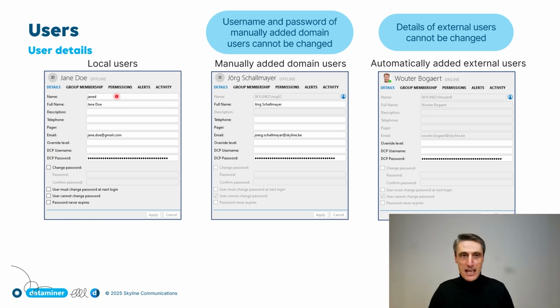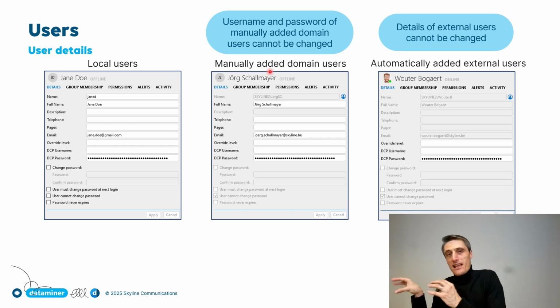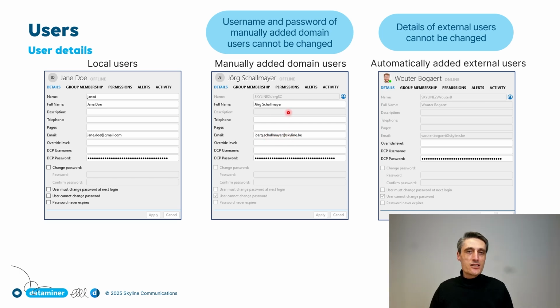Then we basically have a local user that we can fully manage in the DataMiner system. We can change the name in there. All of the things are managed in DataMiner. If we manually picked one of the domain users, then the username can no longer be changed here, but you can still specify or override certain things like the email. You can still change that in here.